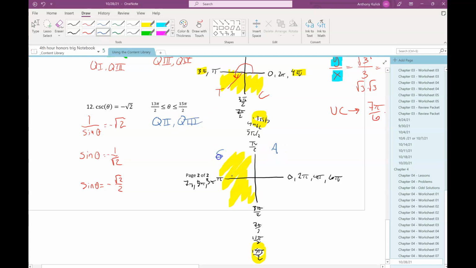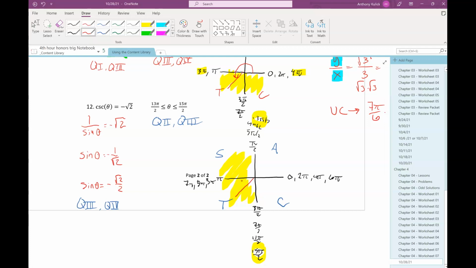And then if I go to all silly turtles crawl, the place where sine is negative is in Q3 and Q4. So here we're definitely operating in Q3. Cool with that? So far, so good?